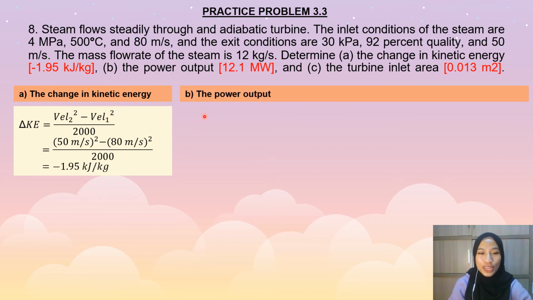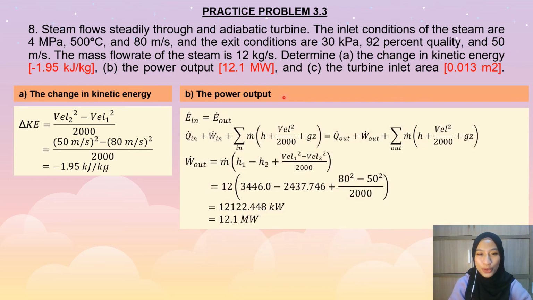Next, we need to find the power output. For power output, we need to use the energy balance equation, which is E dot in is equal to E dot out. After we simplify this equation, we get that W dot out is equal to m dot multiplied with h1 minus h2 plus velocity state 1 squared minus velocity state 2 squared over 2000. We substitute the data into this equation. For the answer, I got 12,122.448 kilowatt. But we can convert this answer to megawatt, which is 12.1 megawatt.